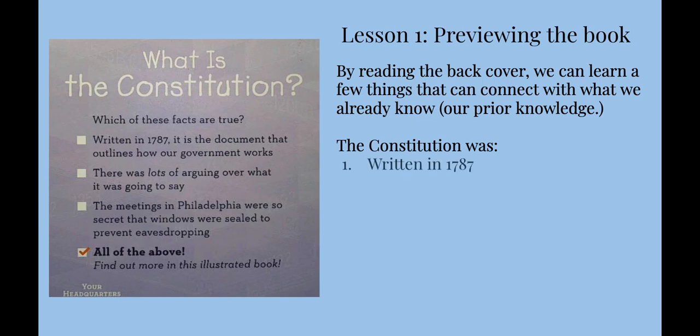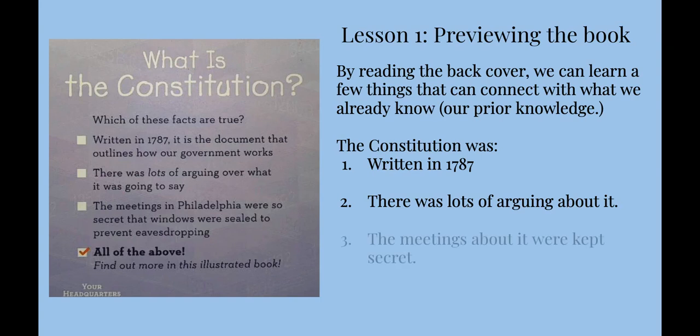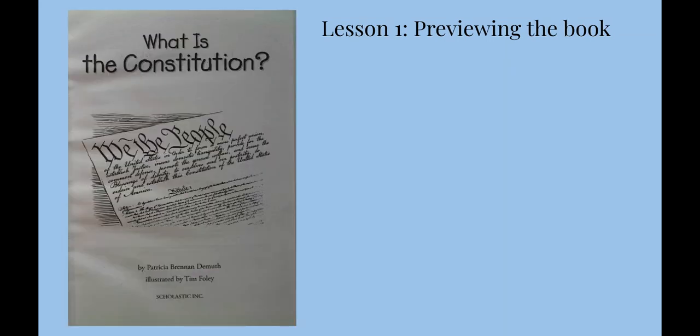One thing we can see is that the Constitution was written in 1787, and it's the document that outlines how our government works. The second bullet point says there was lots of arguing over what it was going to say. So lots of arguing ahead, I guess. And the third thing, the meetings about it were kept secret. That's very interesting.